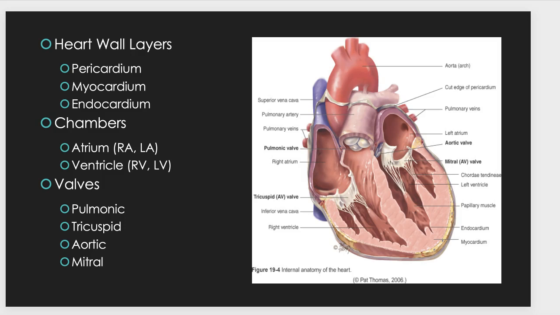Knowing the anatomy of the heart is so important to completely understand the cardiovascular system. So remember, within the heart walls, we have three layers. We have the pericardium, the myocardium, and the endocardium. We have chambers of the heart. We have the atria, which are the upper chambers of the heart, the right atrium and the left atrium, and then we have two ventricles at the bottom part of the heart, the right ventricle and the left ventricle. We also have four valves within the heart: pulmonic, tricuspid, aortic, and mitral.